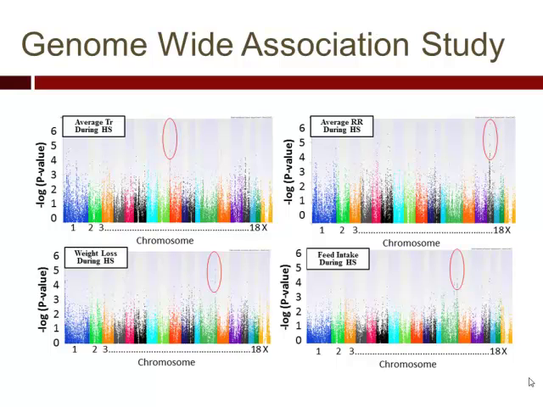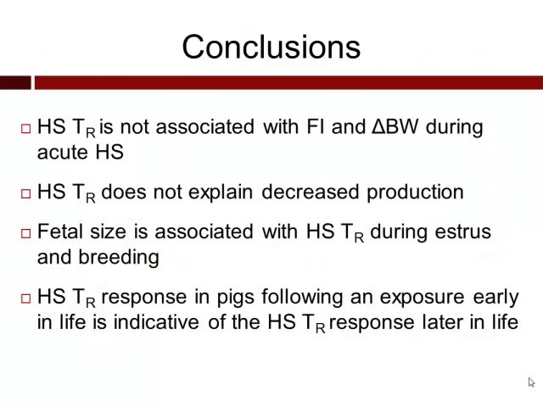So that made biological sense to us, or genetic sense to the biology of why we see a disconnect between the production efficiency response to heat stress and the thermoregulatory response to heat stress. And that was the foundation of another project that we submitted to the USDA last year. So again, heat stress rectal temperature was not associated with feed intake or change in body weight during an acute heat stress. The heat stress rectal temperature did not explain decreased production efficiency.